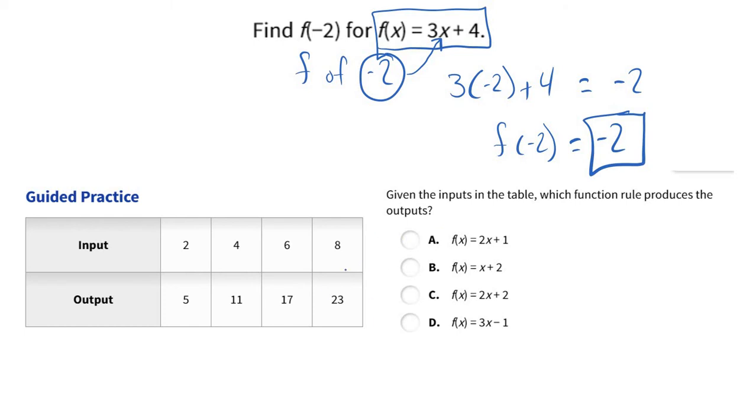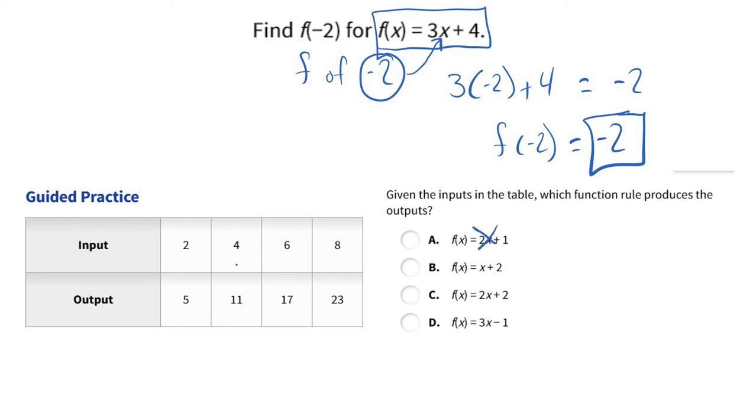Last little example we'll look at. They give us a table of inputs and outputs, and they want us to come up with an equation. Well, which of these equations would match this? How do you tell? Well, easiest way, just plug these x values in and see what happens. If I plug 2 in to this first one, 2 times 2 is 4 plus 1, that gives me 5. Hey, that works so far. Let's try the next one, 4. 2 times 4 is 8 plus 1. Oh, that's 9. So that one does not work, okay?